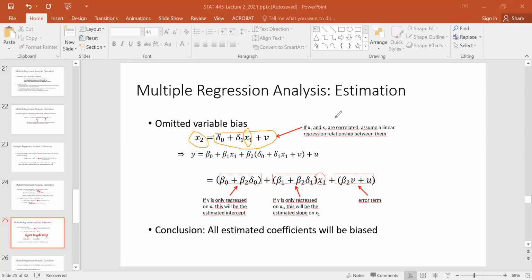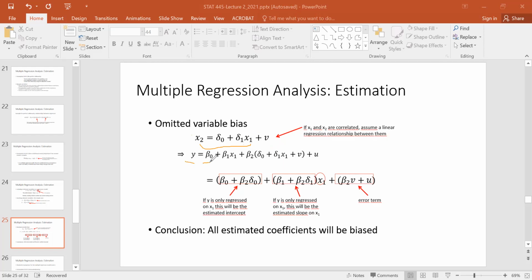If x1 and x2 are correlated, let's assume this is linear. Of course, if they are not related and we cannot write something like this, then there is no problem omitting x2. There is a problem if x1 and x2 are actually related and we can write x2 in terms of x1. So now let's go back to the population model and explore what happens.